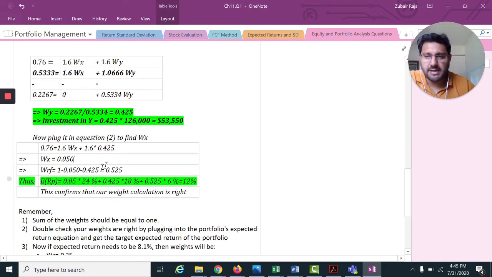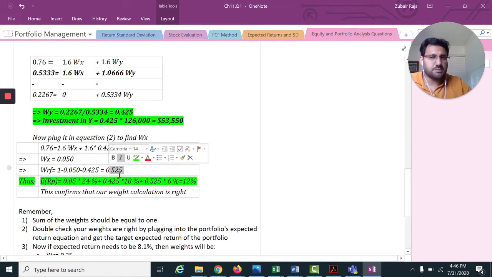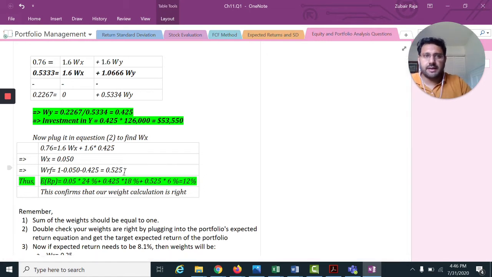So 1 minus 5%, which is the weight in stock X, 5% of your funds you invested in stock X, minus 42.5%, which is what you invested in stock Y, you end up getting 52.5%, right? This is written in decimals, but if you convert this decimal into percentage by multiplying with 100, you will get 52.5%.